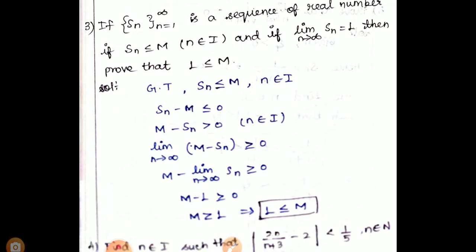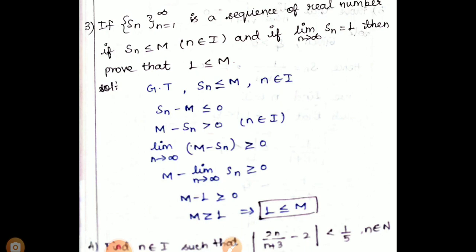This is the limit of a sequence definition. So limit n tends to infinity Sn equals L, and we have to prove that L is less than or equal to M. We are taking the limit, and that limit should be less than or equal to M. So given that Sn is less than or equal to M, that is the sequence of real numbers, and therefore it can be written as Sn minus M is less than or equal to 0, or M minus Sn is greater than or equal to 0, since n belongs to I. We are taking it like that.